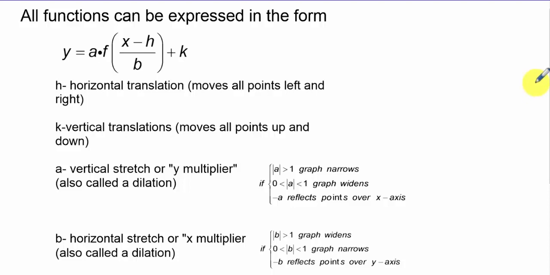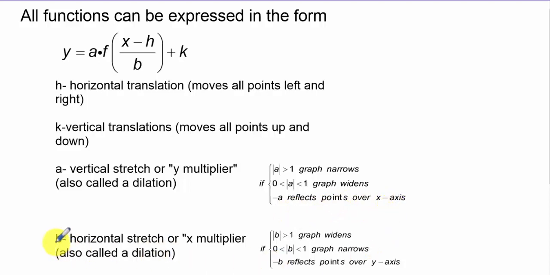So if all these graphs can be expressed as some y equals a f of x minus h over b plus k, the h moves this graph horizontally, either left or right. The k moves this graph vertically, up and down. The a stretches, all right? It's also called a dilation, I didn't mention that. Or you can say it compresses, all right? So when a is actually greater than 1, it's going to narrow the graph but stretch vertically. When a is less than 1, it's going to make the graph wider, okay, or compress vertically. We haven't talked about this, but if a was a negative value, it would reflect those points over the x-axis.